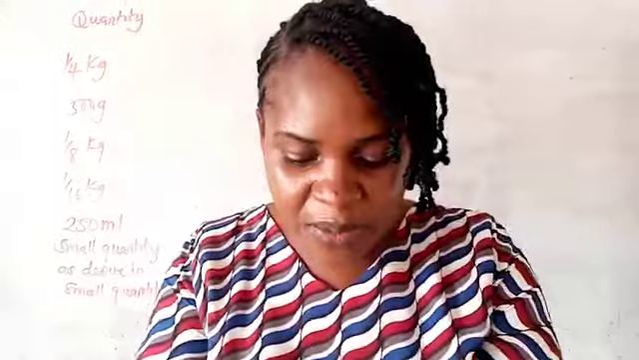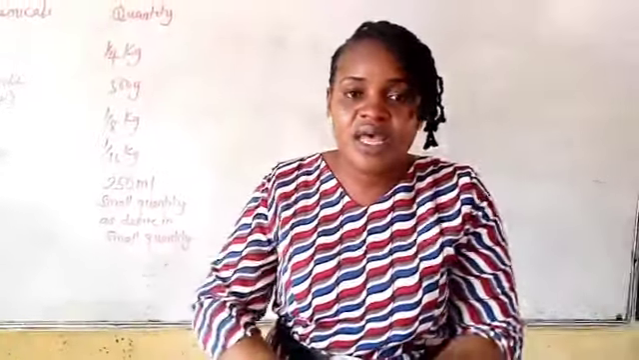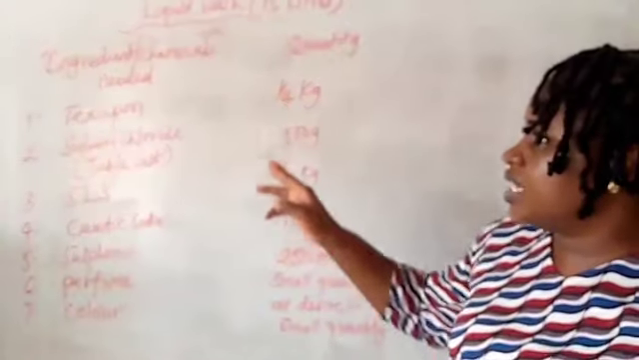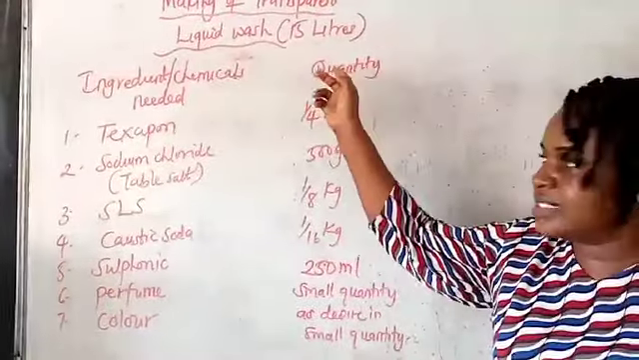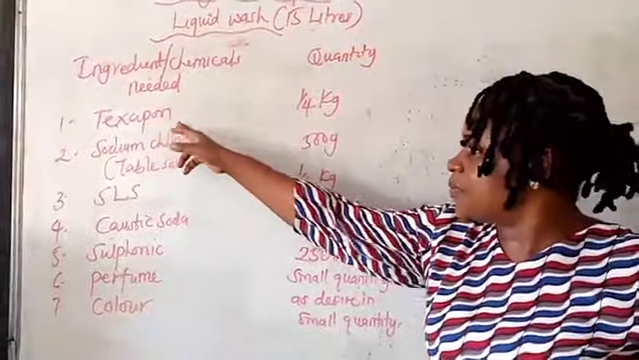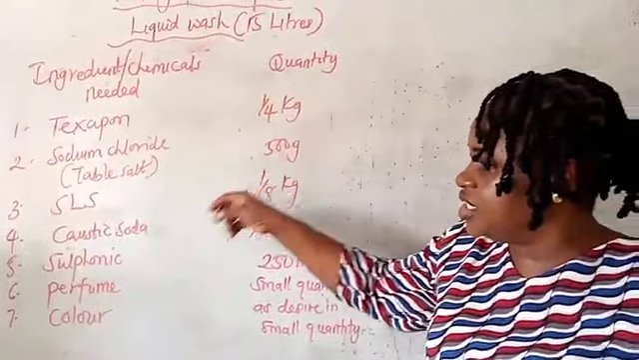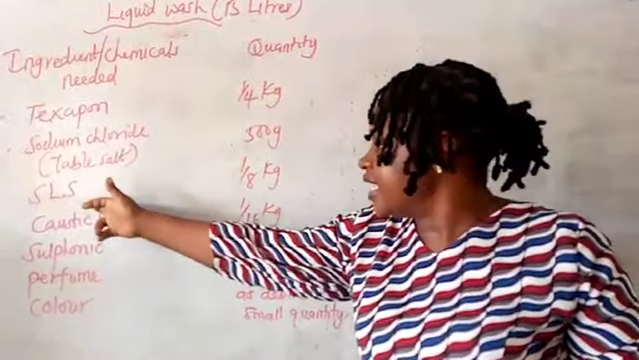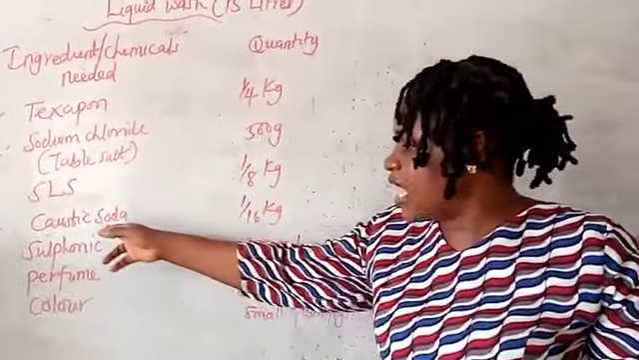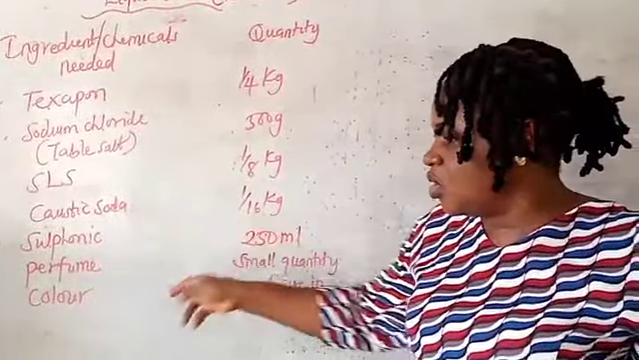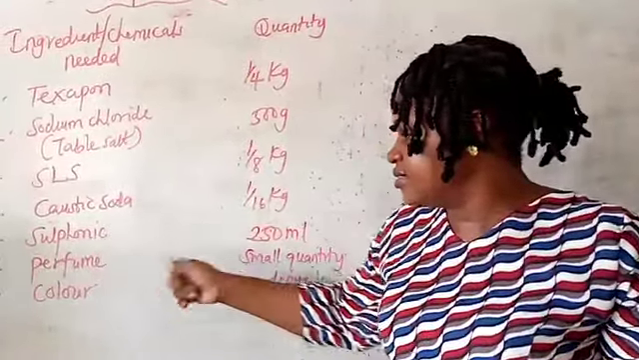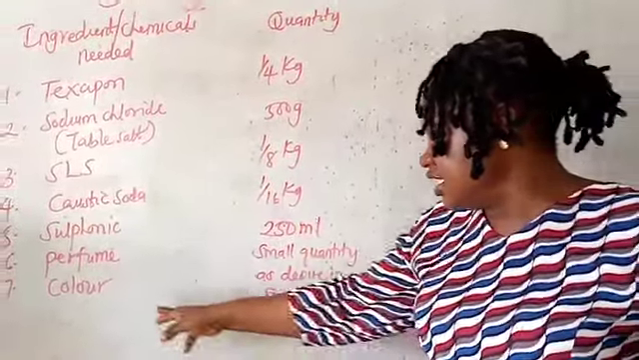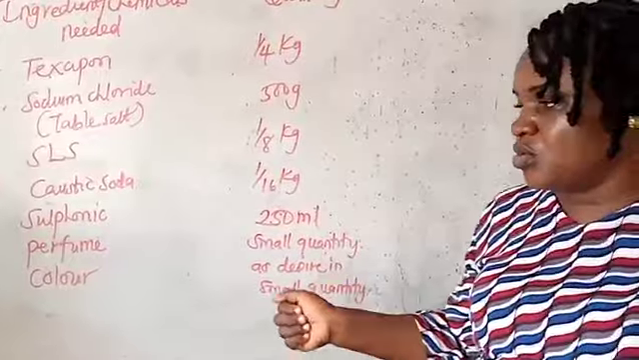I have been able to show you the chemicals involved, and I want you to know the measurements. You can see on the board here now, we are trying to make approximately 15 liters of the soap. The Texapon is a quarter of a kg. Then the sodium chloride, which is the table salt, 500 grams. Then the SLS, 1/8 kg. Then we have caustic soda, 1/16 kg, just small. Then sulfonic acid, 250 ml. Perfume, just a small quantity. Then color as desired in small quantity.